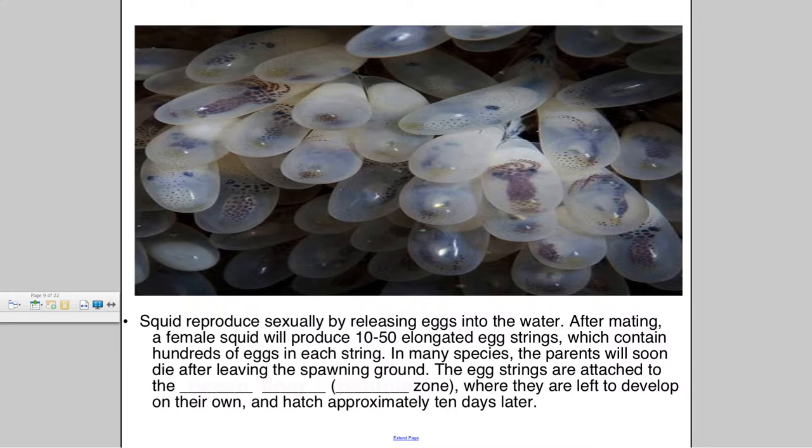What zone, where do you think they're attached to? Well, think about this. They can't swim yet. They can't float. They don't want them to be around predators. So where do you think they will put their eggs? On the ocean floor, which is called what zone? The benthic zone. Continue.